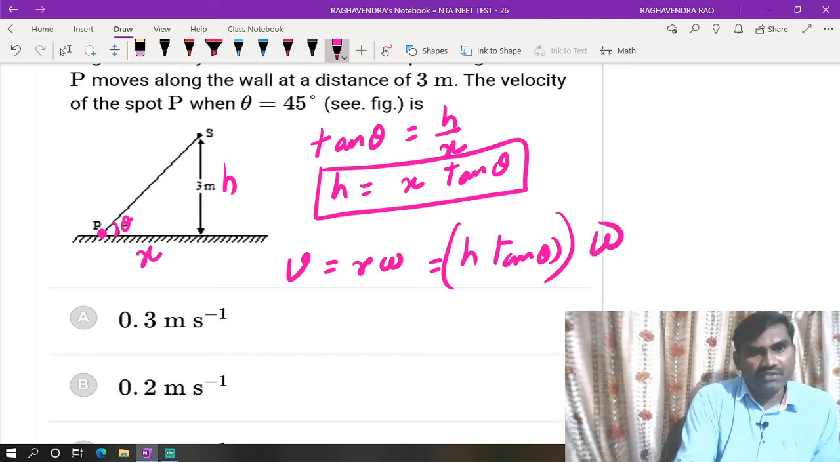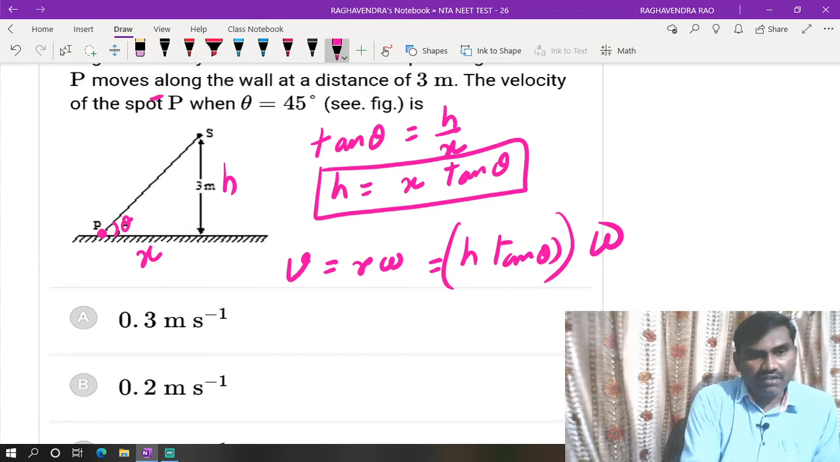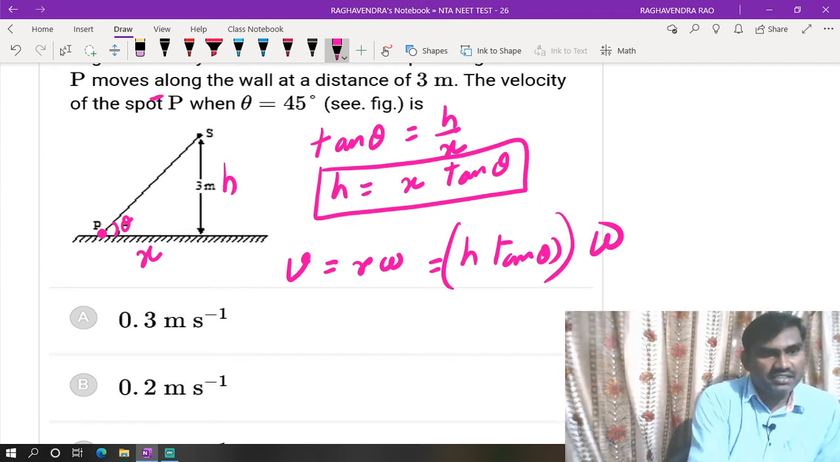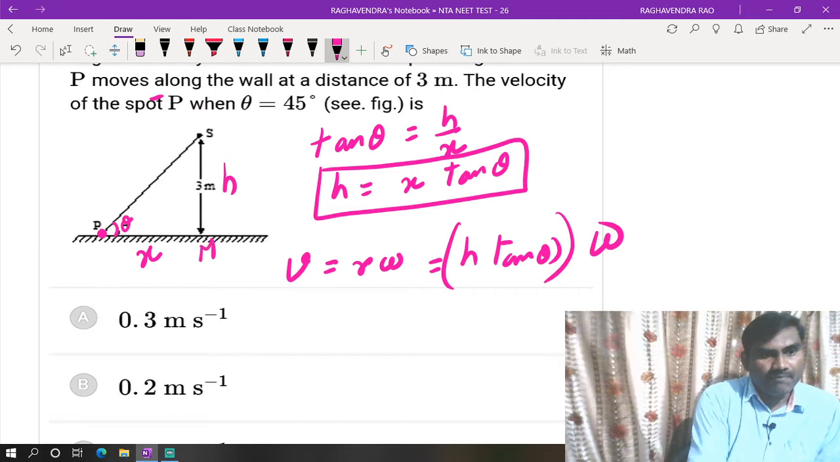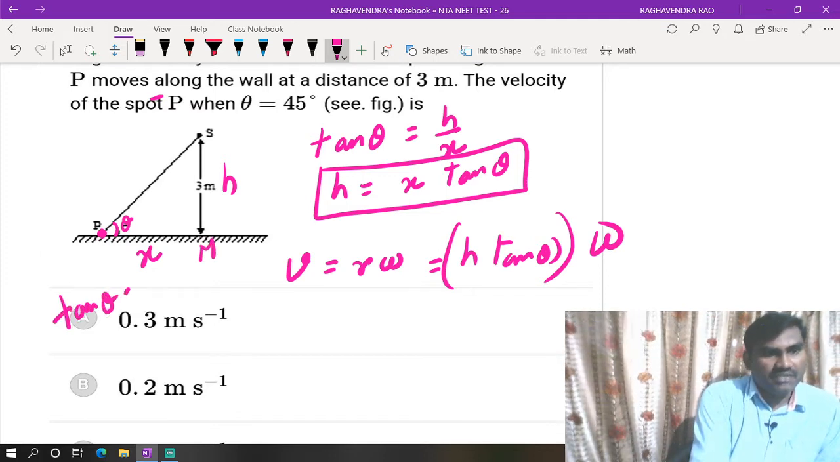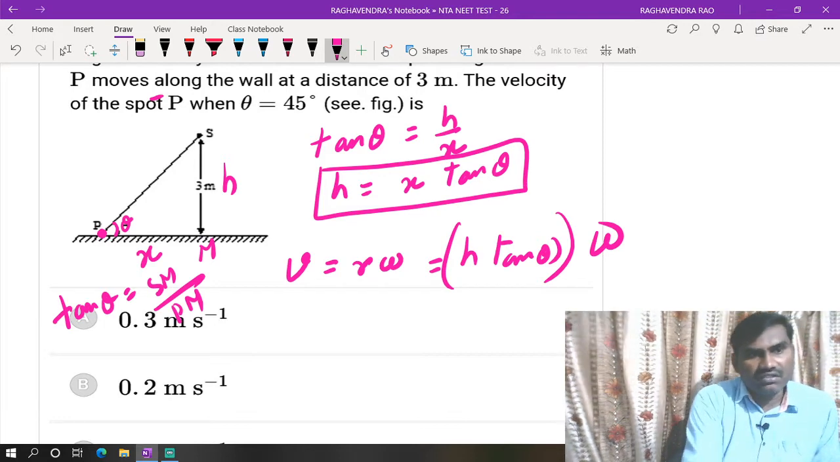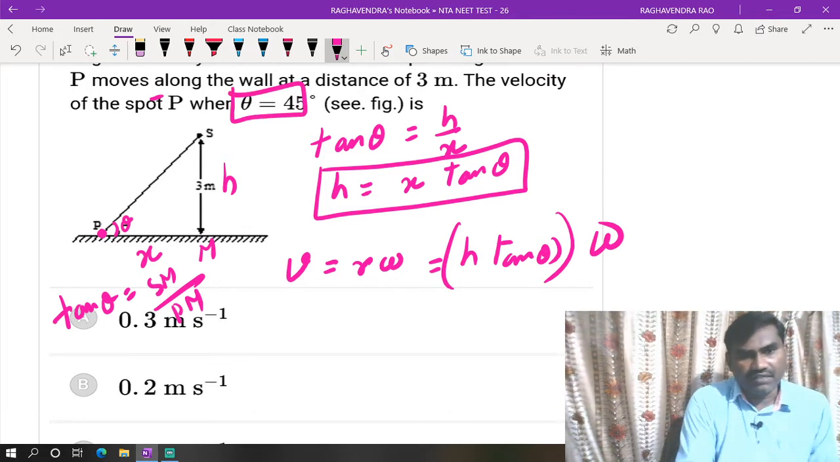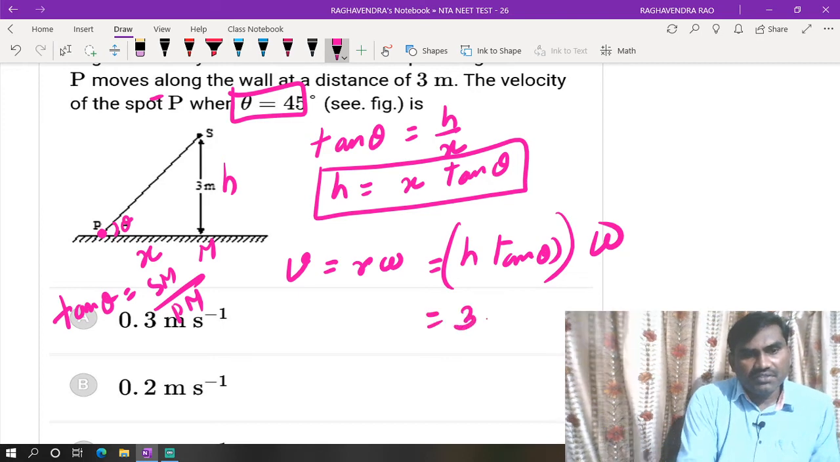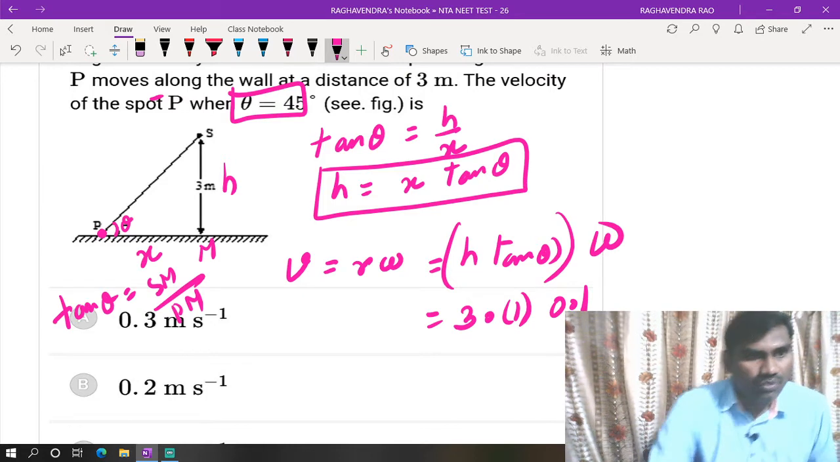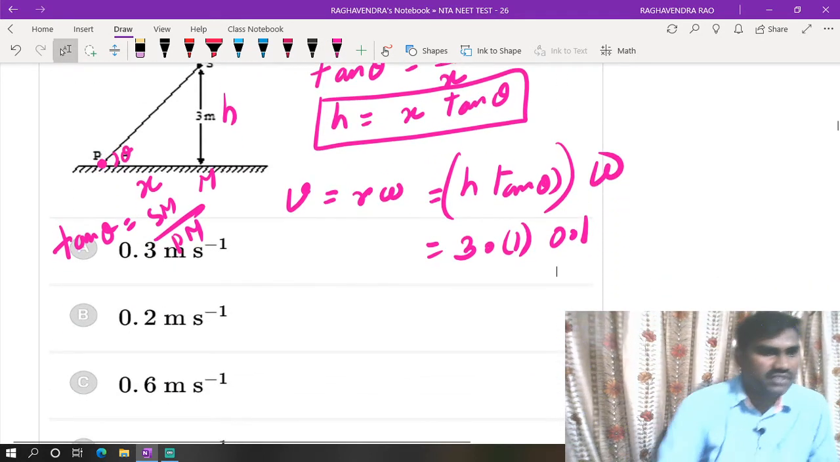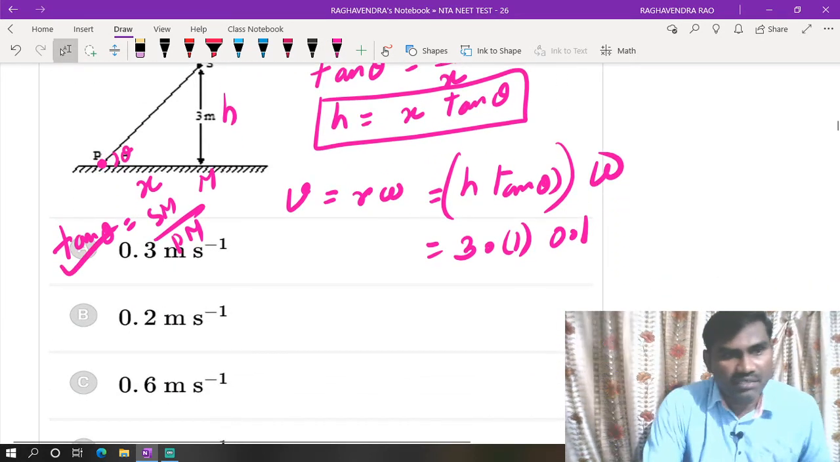The omega value is already given. Then we have the v value. From this we can take some point M. So tan theta is equal to Sm by Pm. Now Sm value is 3, and theta is 45, which is already given, so this is tan 45. 3 into tan 45, which is equal to 1, into 0.1, will be equal to 0.3 meter per second.